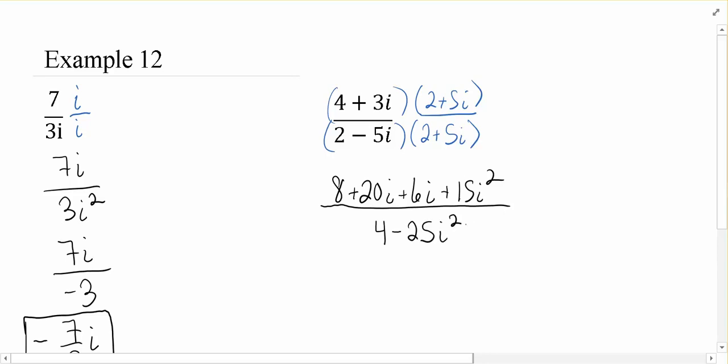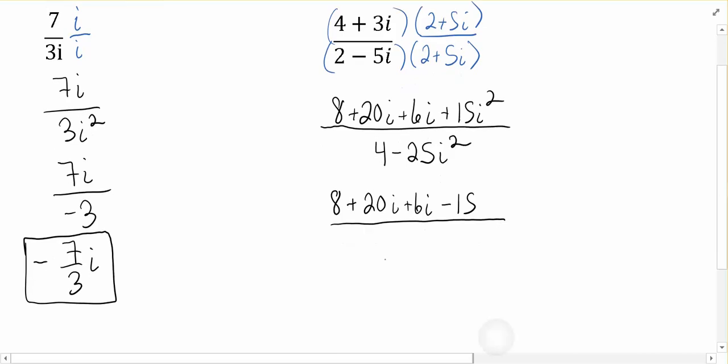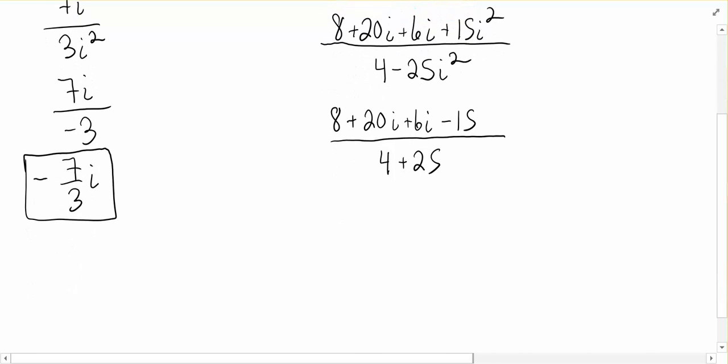square the 5I. Now, my suggestion to you at this point is don't worry about combining like terms or anything else. Just handle the I squareds. So in this step, as soon as you see I squareds, that's the only thing you want to deal with, the only thing that you want to handle. So instead of 15I squared, we have 15 times -1, or -15. In the bottom, we have -25 times -I squared. So that becomes plus 25.